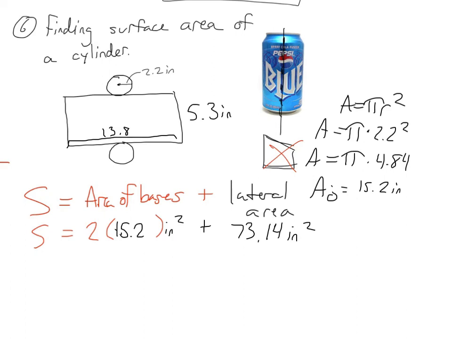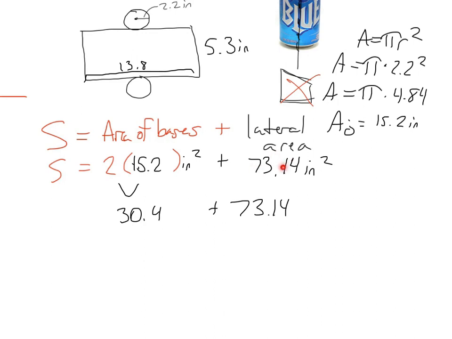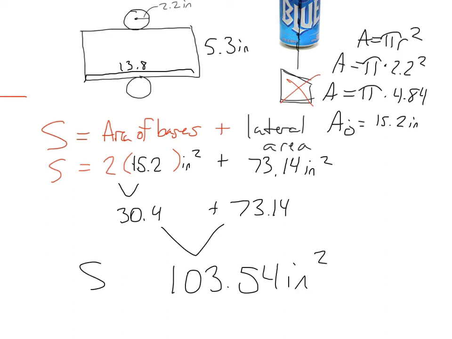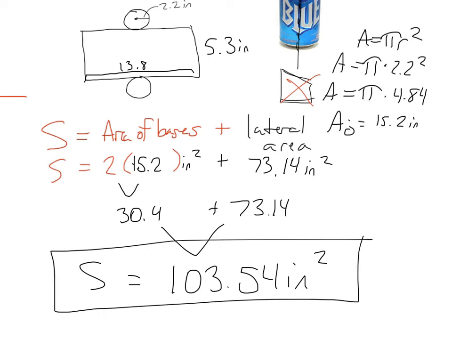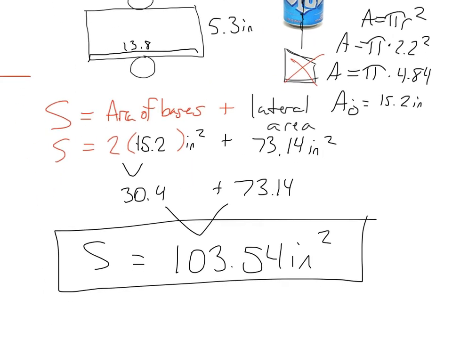So let's do this right here. 2 times 15.2 is going to get you 30.4. And we already know that's 73.14 right there. And again, that figure came from multiplying that by that. So 73.14 plus that 30.4 ends up getting you 103.54 inches. And we're talking about surface area, so inches squared. And there you go. The surface area of that Pepsi Blue soda can is 103.54 inches squared.